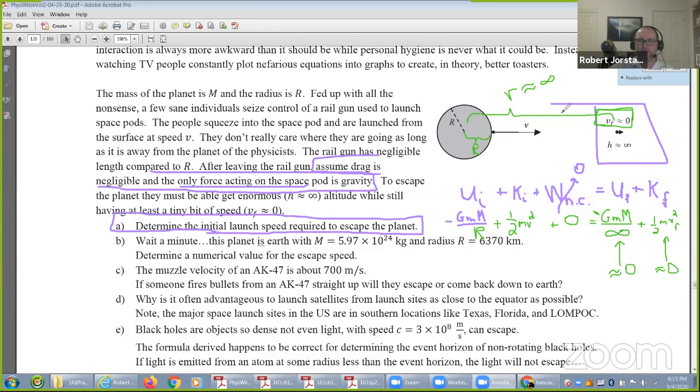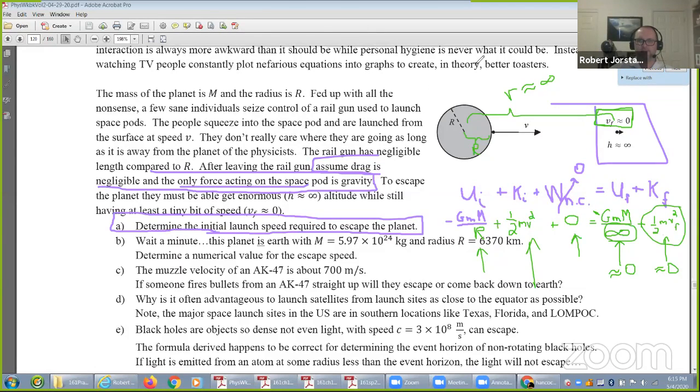From there, the problem is easy, but I want to pause and make sure people understand how I got there. This is the initial gravitational. This is the initial kinetic. We ignored atmospheric drag, which allows us to set that to 0. I have an infinity, so this term drops out and it's barely moving.